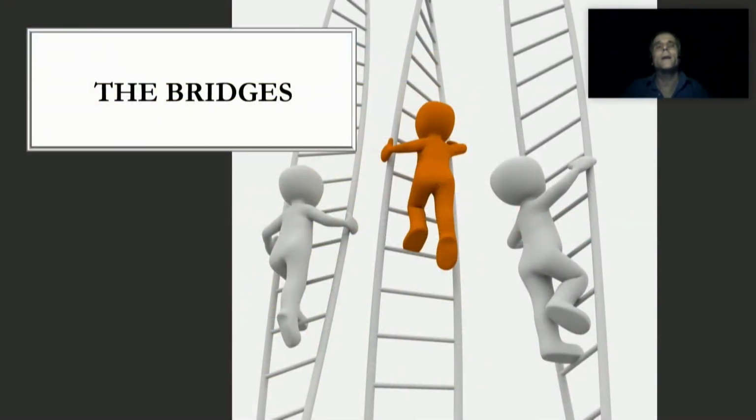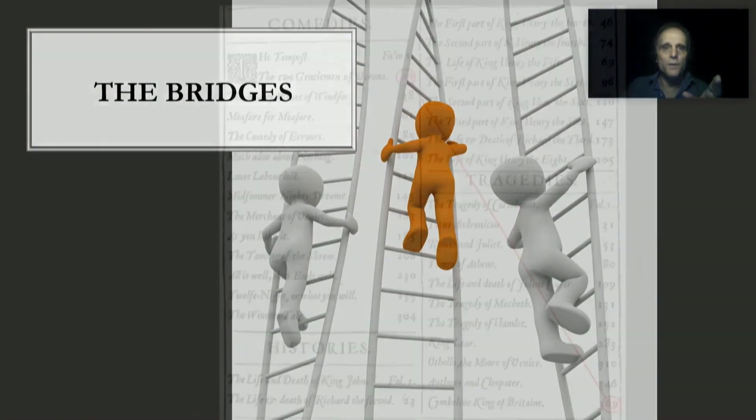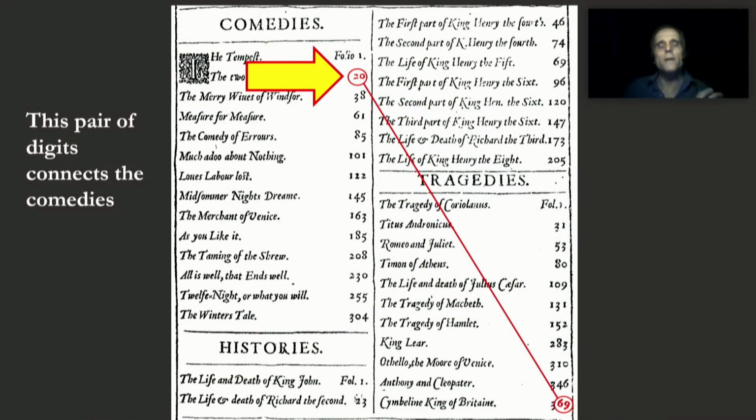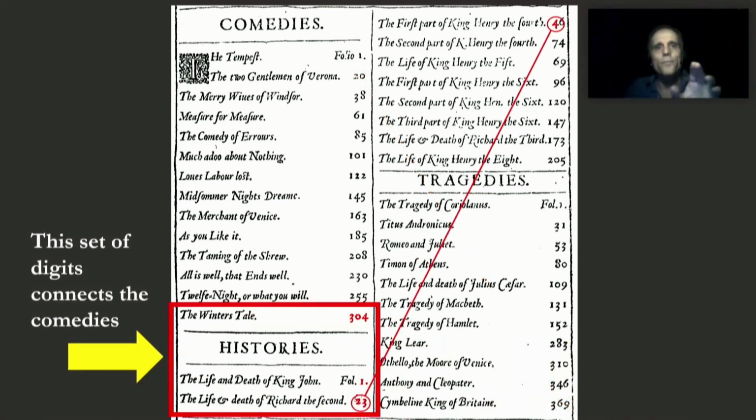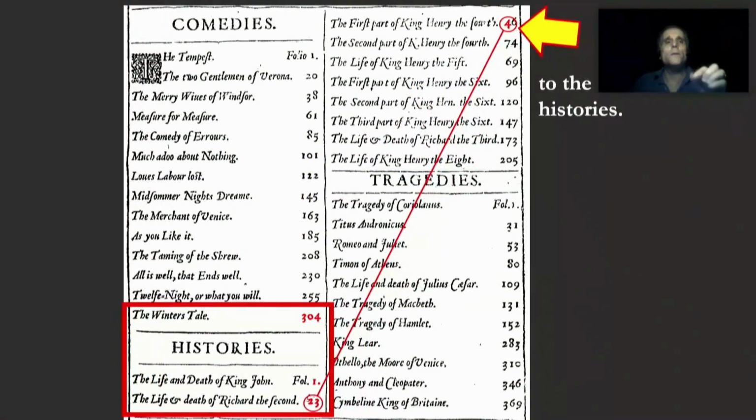Sometime after I found the adding ladders, I stumbled onto the bridges. This pair of digits from Two Gentlemen of Verona connects the comedies to the tragedies by the last 2 digits of Cymbeline. This set of digits from The Winter's Tale, King John, and Richard II connects the comedies to the histories and to column 2, via the first digit from the first part of Henry IV.